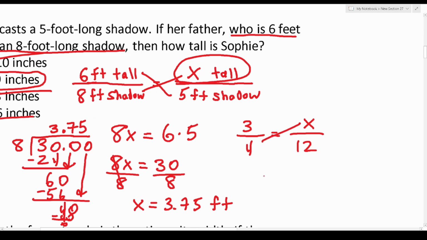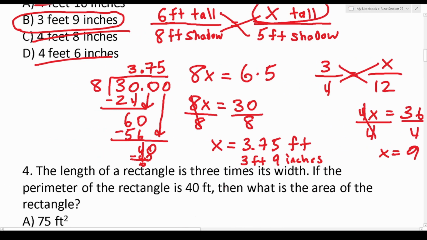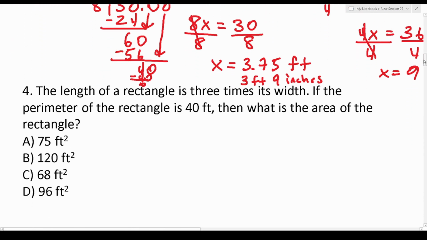So we would do 4 times x, which is 4x, equals 3 times 12, which is 36. Divide both sides by 4. This crosses out, and you can see x is 36 divided by 4, which is 9. So 3.75 feet is the same as 3 feet and 9 inches. Okay, so that's that one. Not too difficult there, but that said, you have to be comfortable using proportions not only to set this problem up, but also to convert 0.75 feet to be in terms of inches. Okay, so that's that one.